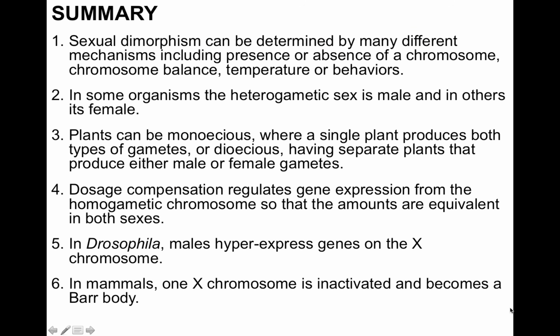So in summary, sexual dimorphism can be determined by many different mechanisms, including the presence or absence of a chromosome, chromosome balance, temperature, or even behaviors. In some organisms, the heterogametic sex is male, and in others, it's female. Plants can be monoecious, where a single plant produces both types of gametes, or dioecious, having separate plants that produce either male or female gametes.